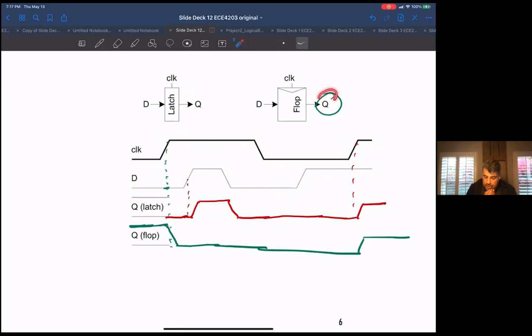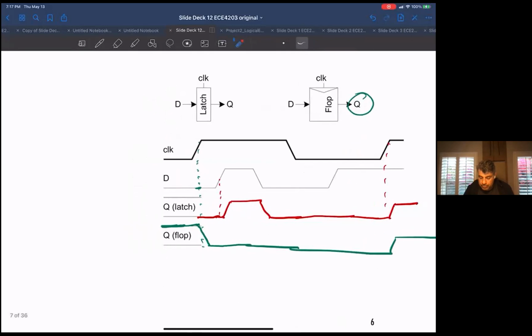In the flip-flop case, on the other hand, the output only responds to the input, in this particular case, at the rising edge of the clock. It could also be on the falling edge of the clock. But basically, the changes on your output data only happen on this rising edge of the clock, or always on the falling edge of the clock, depending on how you design that circuit.